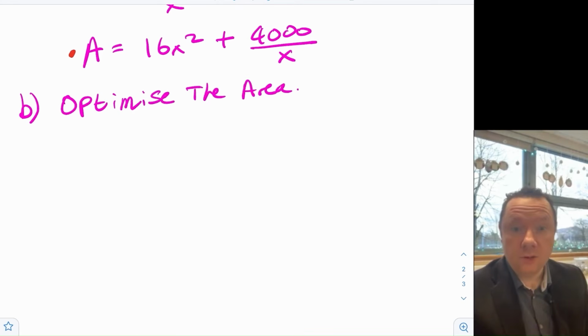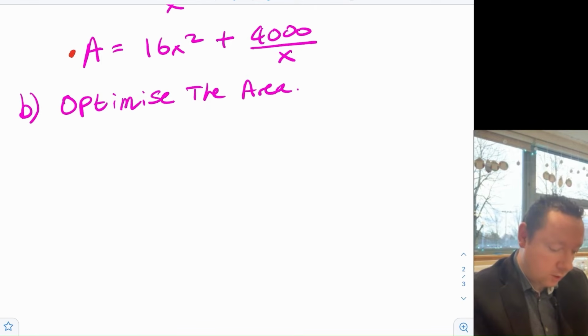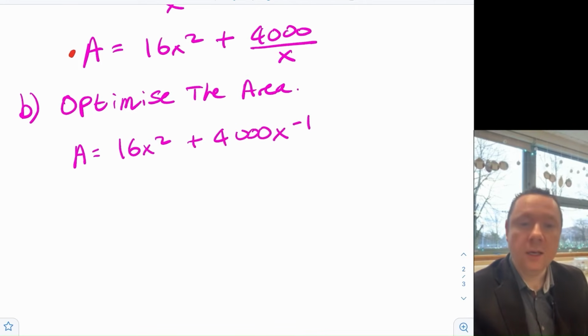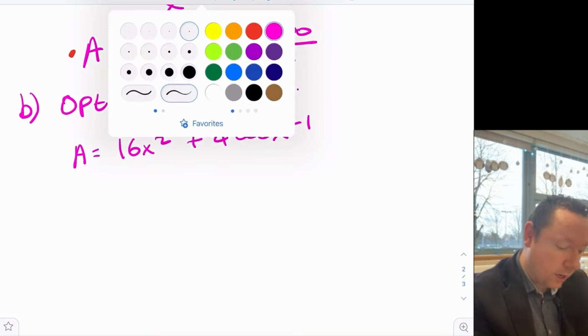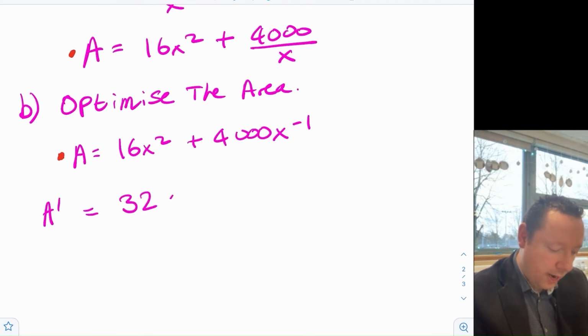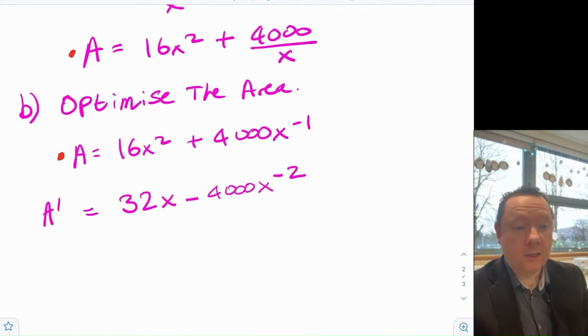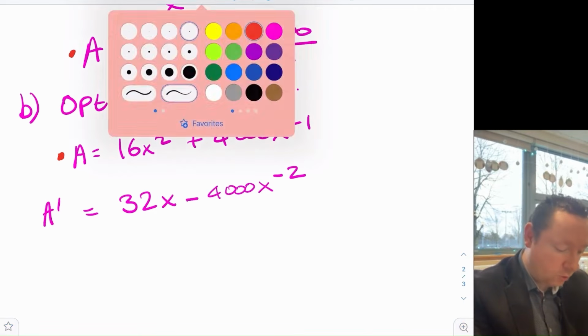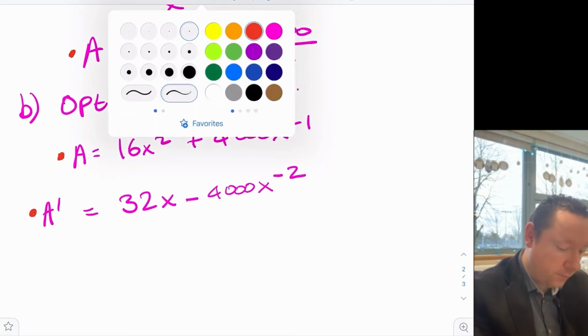To differentiate a function, we need to get it ready. So let's start with our area. We've got 16x squared, but I'm going to have to take that 4000 x to the minus 1. So I can differentiate it. And you'll actually get a mark straight away there for getting it ready. We now differentiate it. So A dash of x, 2 16s is 32x minus 4000 x to the minus 2. And that's me differentiated it for a mark as well. So 2 marks out of 6 so far.